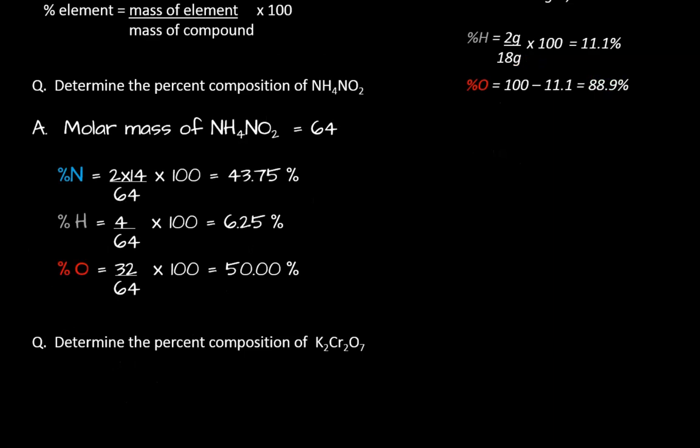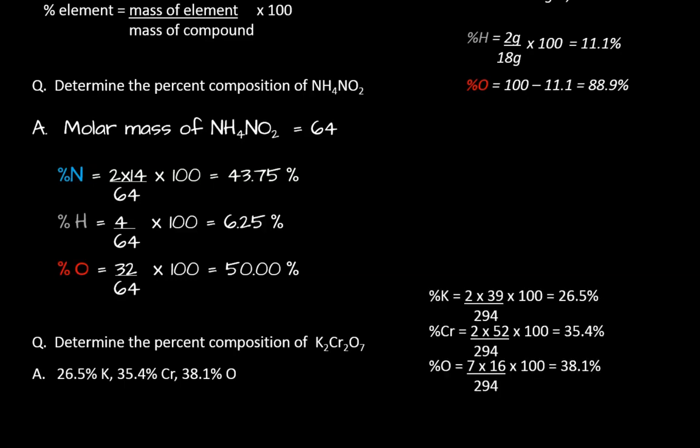Here is a problem for you to try. Determine the percent composition of potassium dichromate, K2Cr2O7. You should stop now, try and solve it. When you're ready, check. I'm going to show the answer now. Here it is. And here is a quick solution. And that brings an end to this lesson on percent composition.